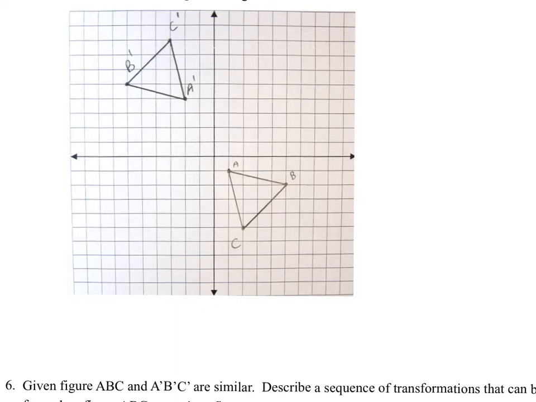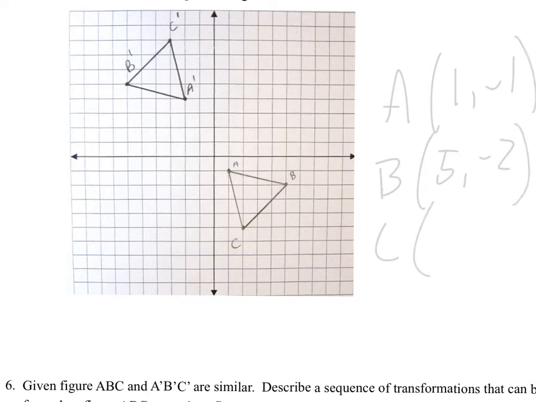Okay, so A was at, I'm going to write this down, A was at (1, -1). B was at (5, -2). And C is at (2, -1), 2, 3, 4, 5. Those are my original points, just to help me see where I am here. Now remember, with a 180-degree rotation, all we're really doing is negating all of these coordinates. So instead of (1, -1), that's really going to be (-1, 1).